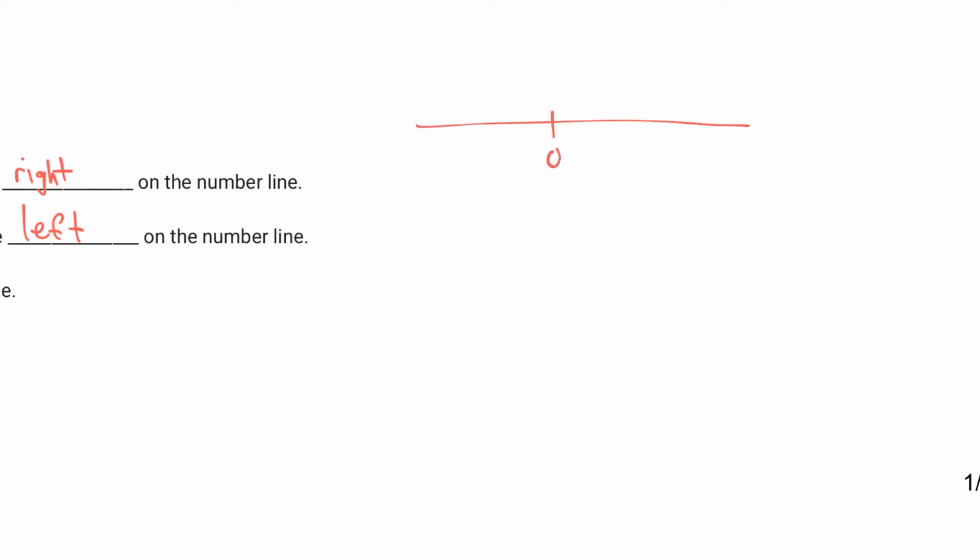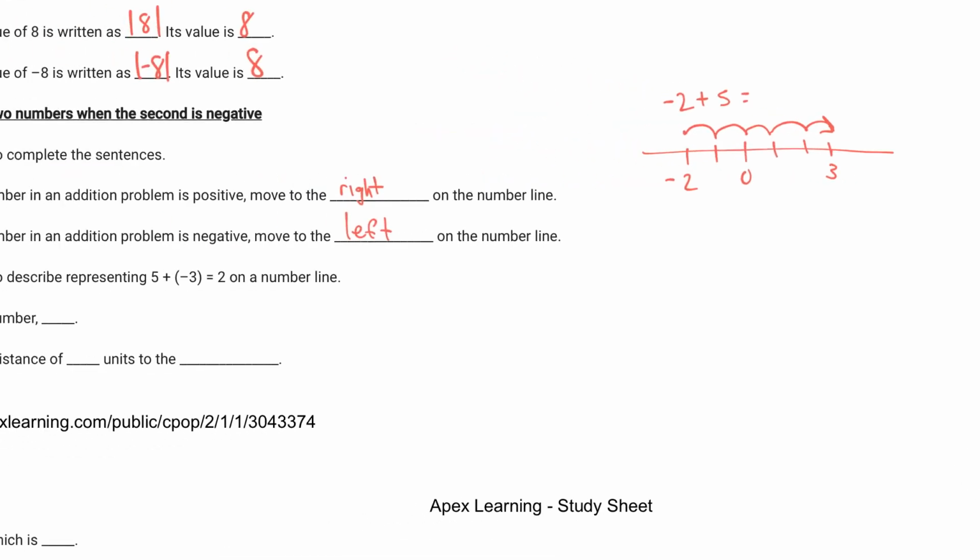If I have 0, let's say I have negative 2 plus 5. How about that? Well, that means you start at negative 2 and you move 5 to the right. So that would be 1, 2, 3, 4, 5 to the right. And you end at 3. So that's what this first one's talking about.